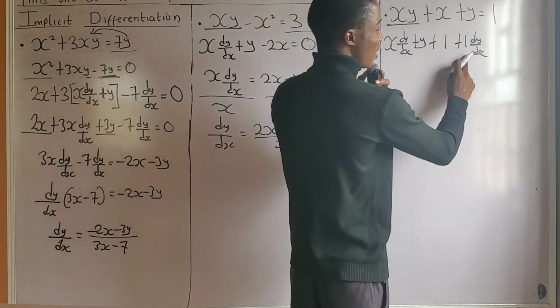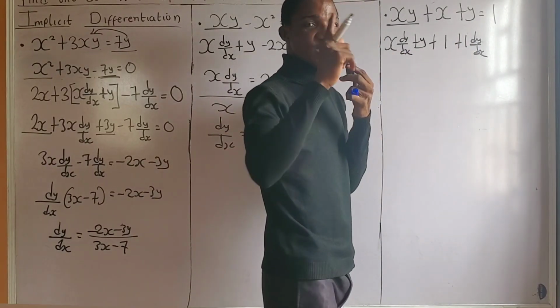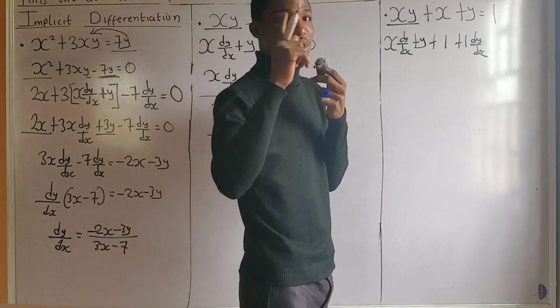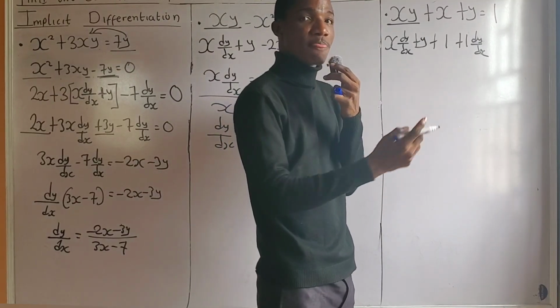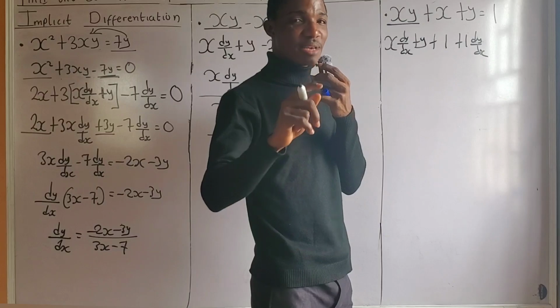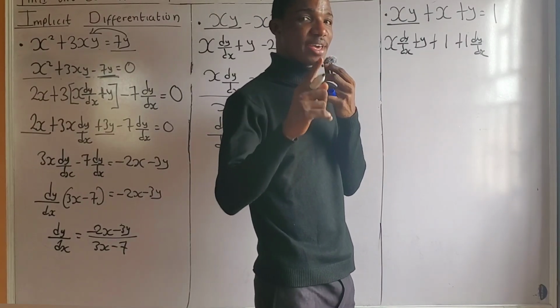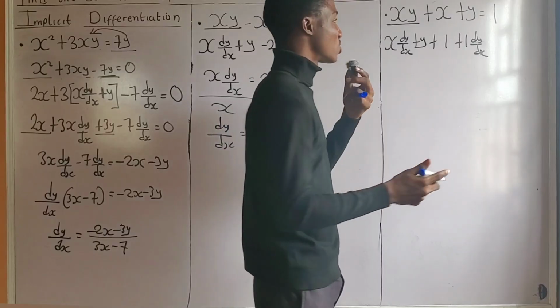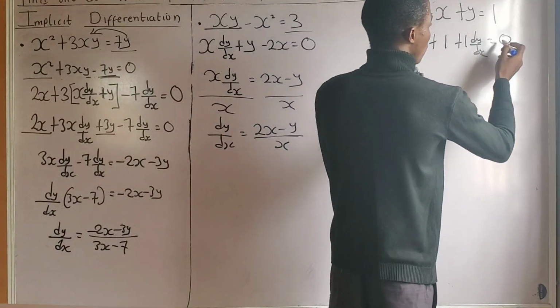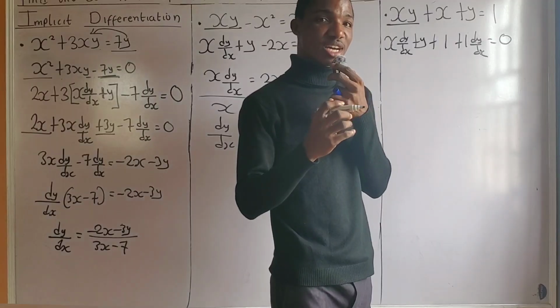So I just put that one there to help you understand that it is y that we differentiate, and the derivative of y will give me 1. Anytime we differentiate y in this function, we multiply the derivative by dy over dx. Anytime you differentiate a component of y in this function, you multiply the derivative by dy over dx. Do not forget, okay? So for this, I'm going to have equals to 0, because 1 is a constant, and the derivative of a constant is 0.